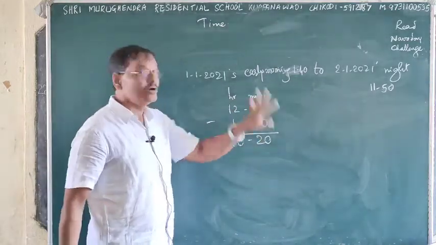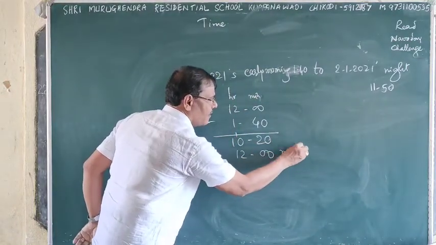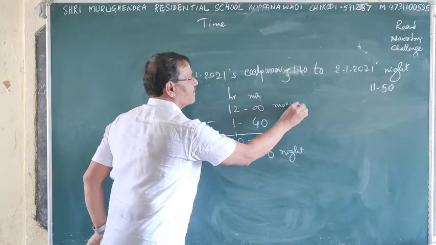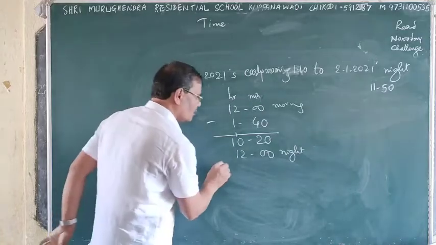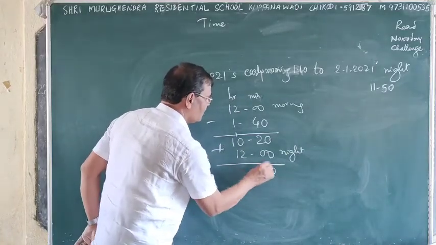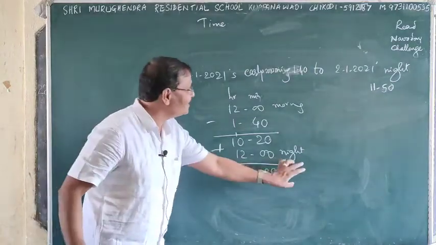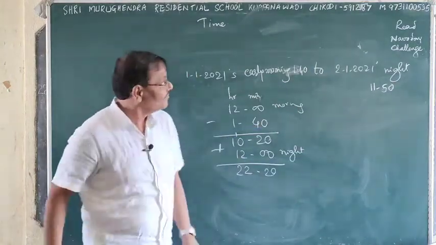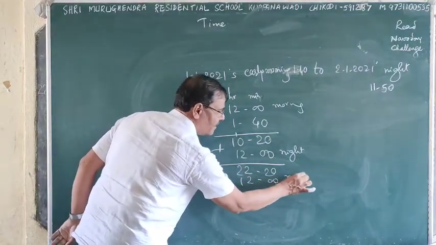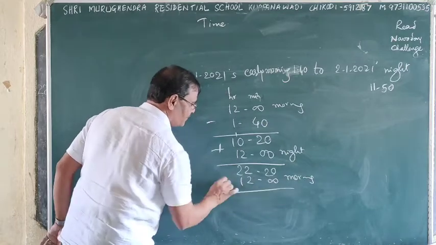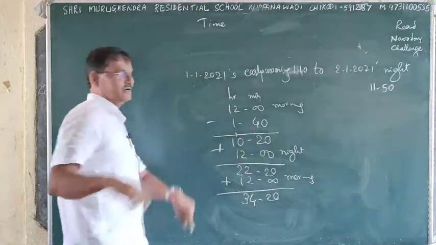Then night 12 comes. This is morning, isn't it? Night 12 comes. Up to that night 12 he worked 22 hours. Then the date changed into 2. There morning 12 he worked. In the second date he worked morning 12. That is 34 hours 20 minutes he worked.